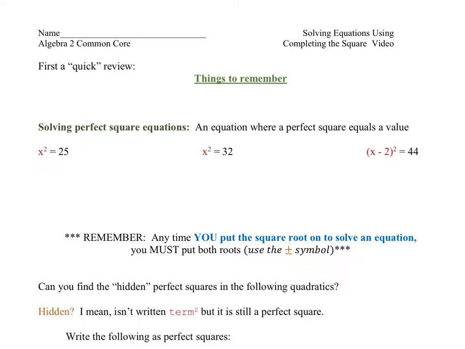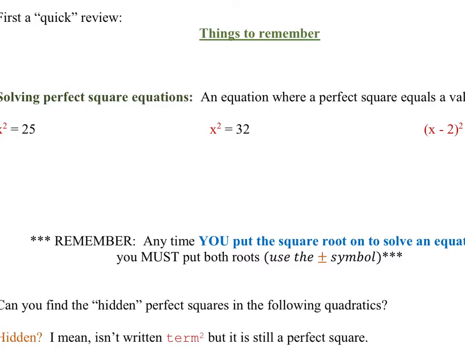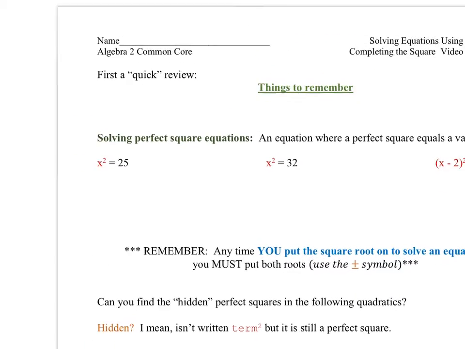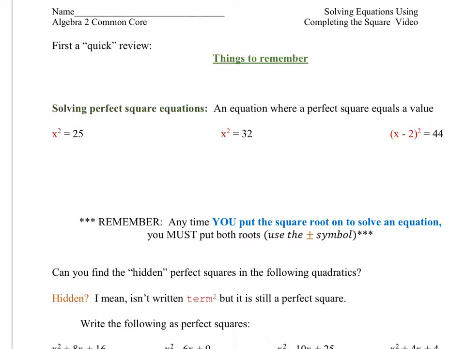Solving by completing the square. This is such an important section that we are going to spend 2 days on it. Okay, the first thing that you have to understand is solving a perfect square equation. When you solve a perfect square equation, when you take the square root, remember x equals plus or minus that. So x is equal to 5 and negative 5.